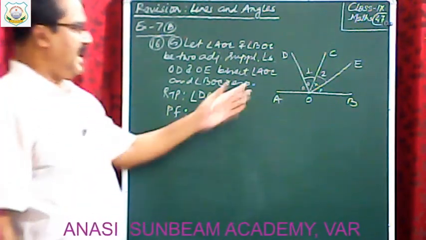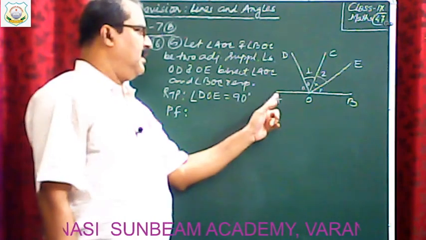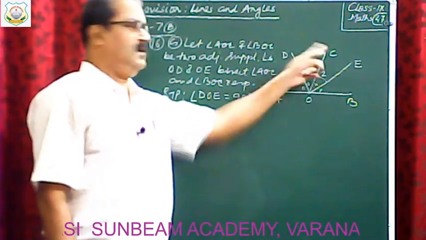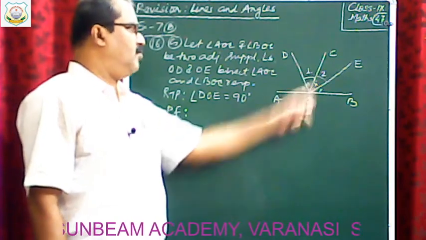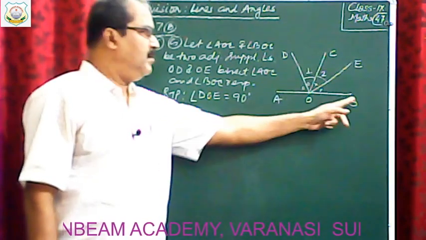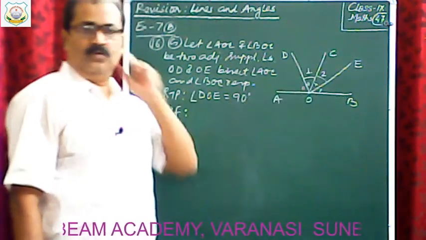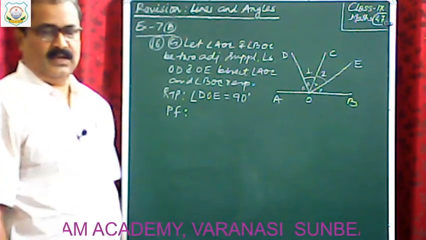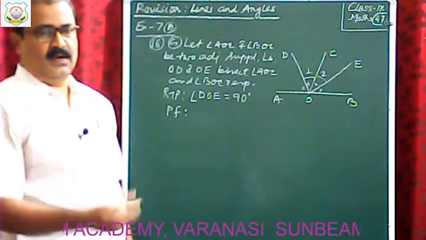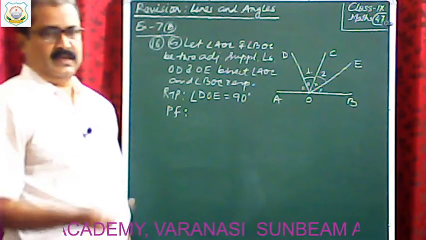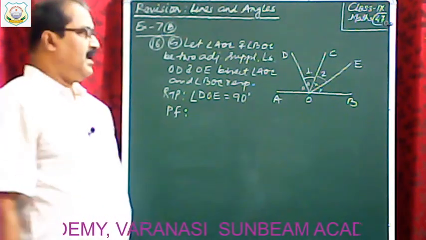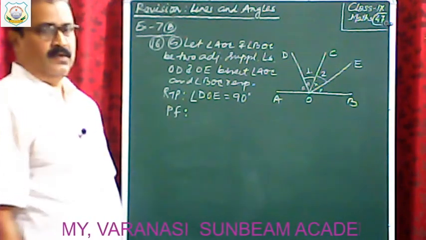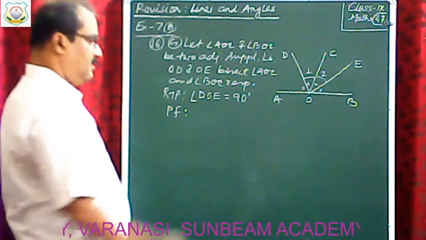Since it is adjacent supplementary angles, then AOC plus BOC equal to 180 degree. In place of AOC you can write 2 angle 1, in place of BOC you can write 2 angle 2. So 2 angle 1 plus 2 angle 2 equal to 180 degree. Take out 2 common and reduce, you get angle 1 plus angle 2 equal to 180 by 2, 90 degree. So angle 1 plus angle 2 means angle DOE equal to 90 degree.